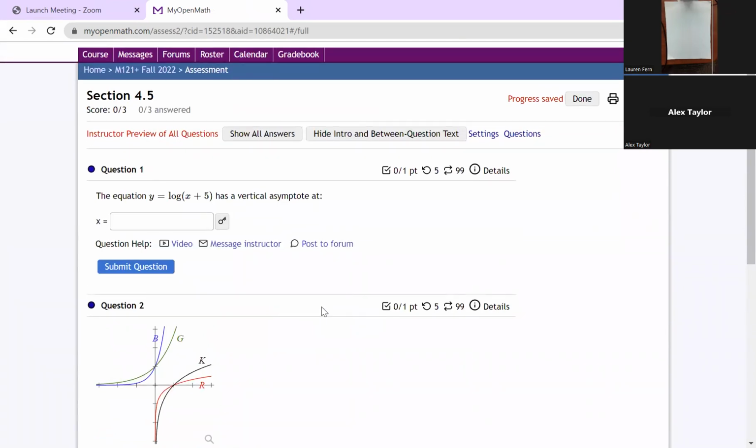Wow, I didn't know there were so few questions. Isn't that kind of nice? All right. So here they just want you to write what the vertical asymptote is. Okay, remember we had that at the end of class on Wednesday. We talked about the shifts and everything and what becomes our domain and our vertical asymptote.